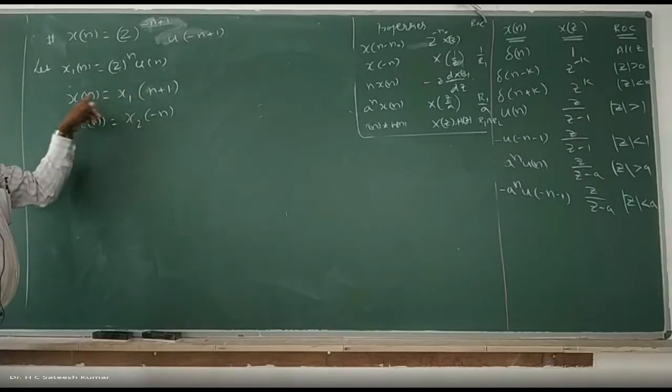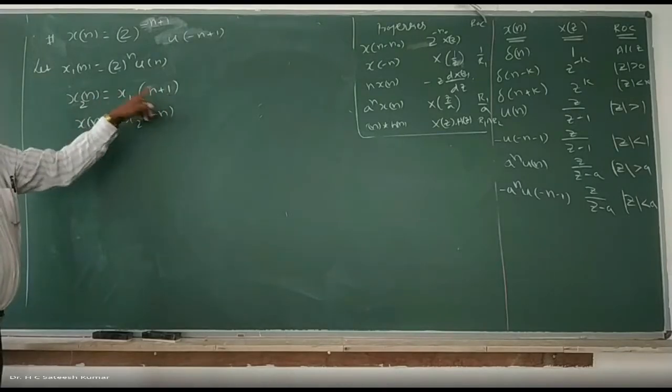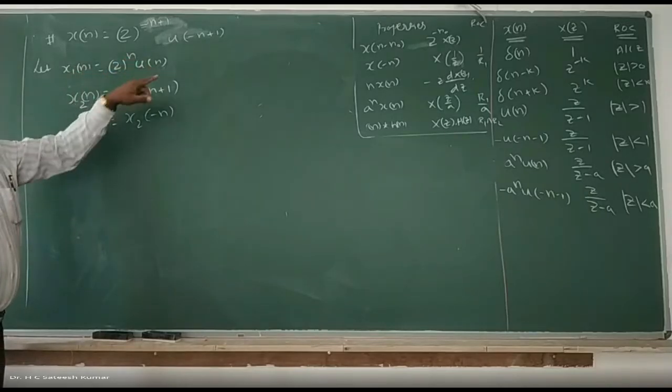x2 of minus n, x2 of minus n is what? x1 of minus n plus 1. Okay, x1 of minus n plus 1 means what? x1 of minus n plus 1 is n in place of n. You put 2 to the power of minus n plus 1, u of minus n plus 1.